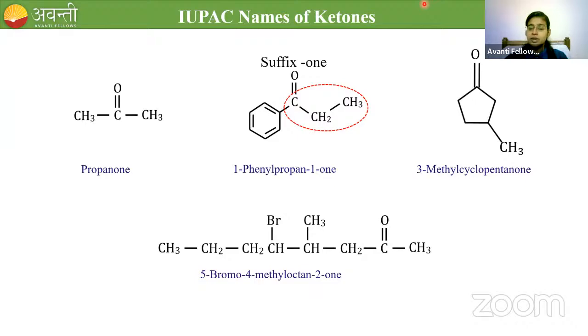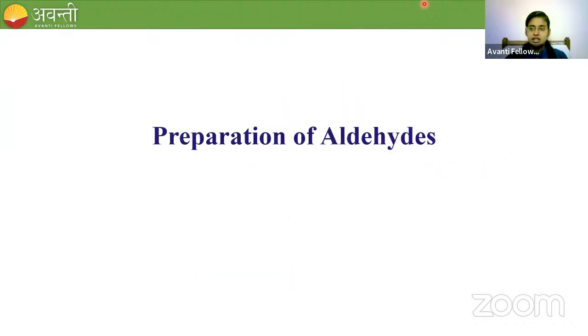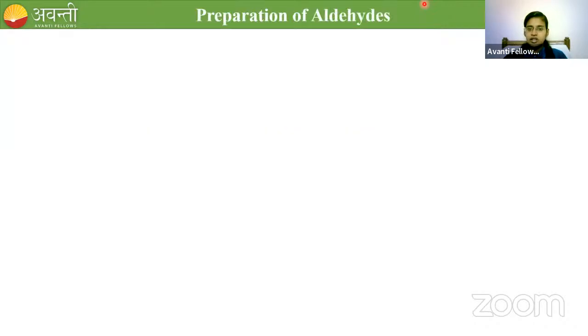Now let's start a new topic, which is called preparation of aldehydes. So let's go for the first preparation. The first method of preparation of aldehyde is from acyl chlorides. The acyl chloride formula is RCOCl.